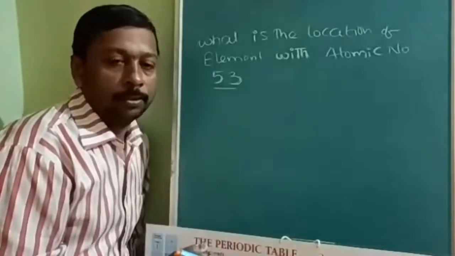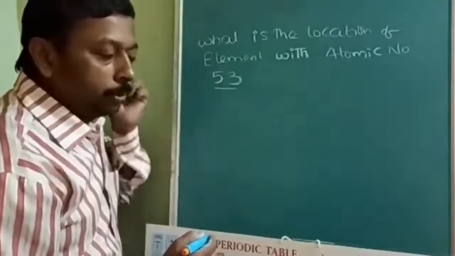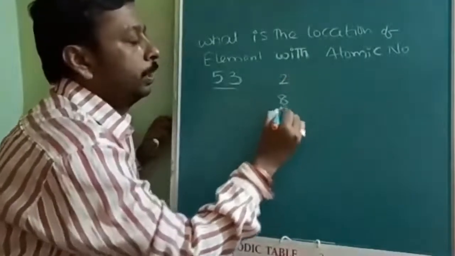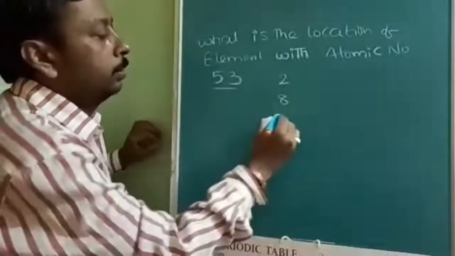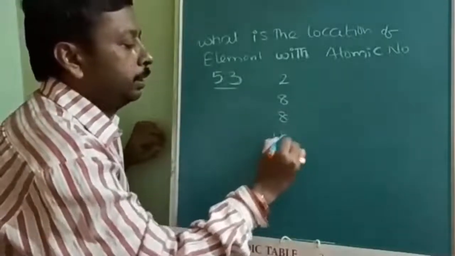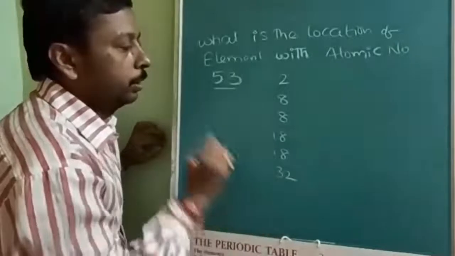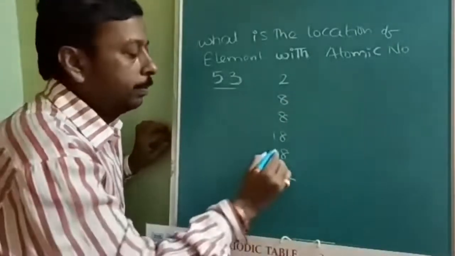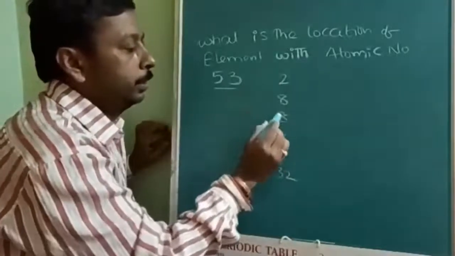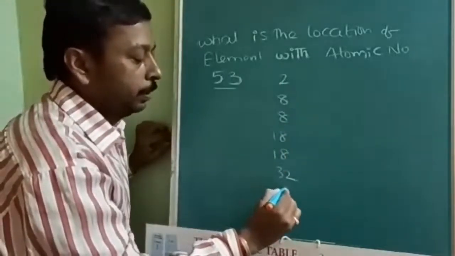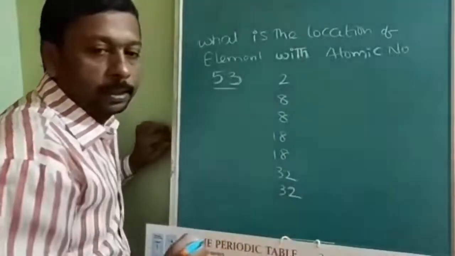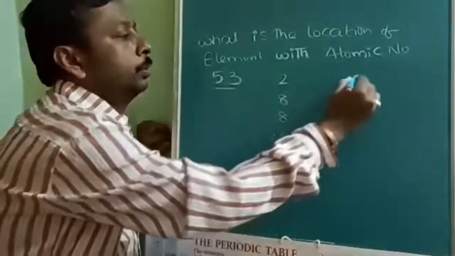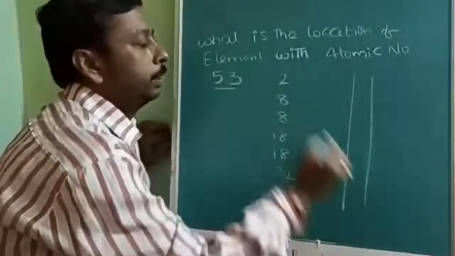So to avoid that, the shortcut is to remember some numbers. What are those numbers? 2, 8, 8, 18, 18, 32. These are the period capacities: first period, second and third, fourth and fifth, sixth. If the seventh is also completed, its capacity is going to be 32. Then the inert gas of each period.